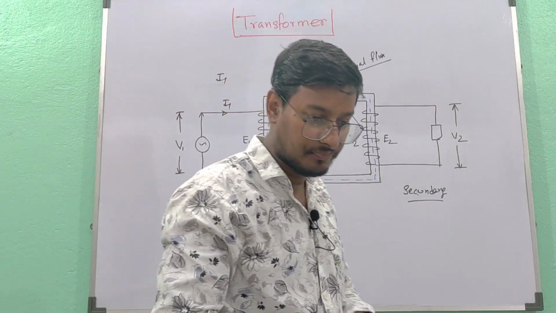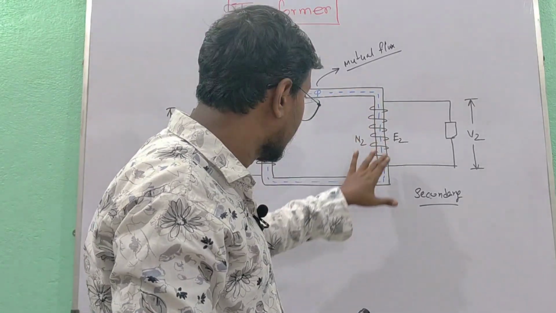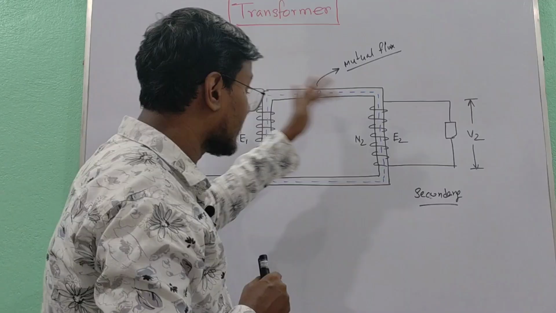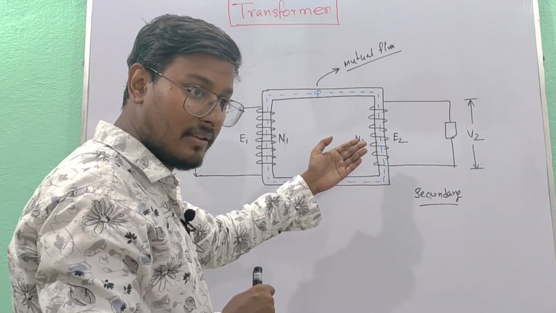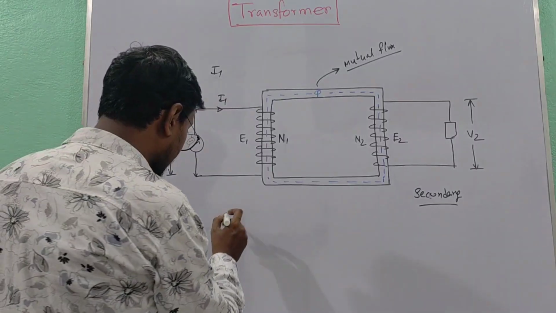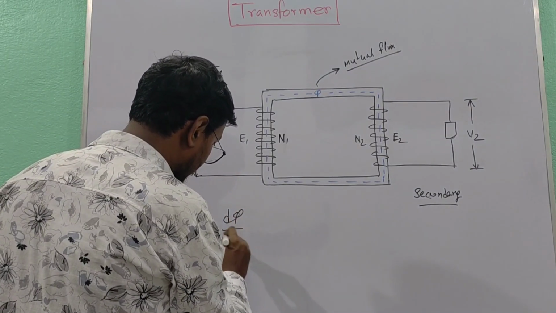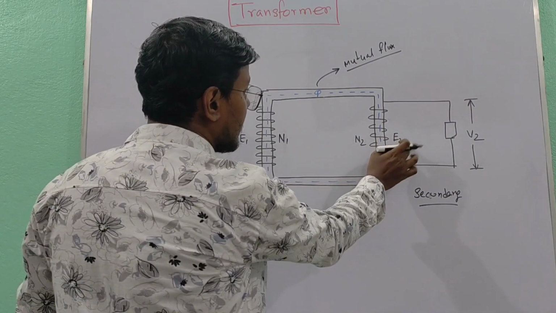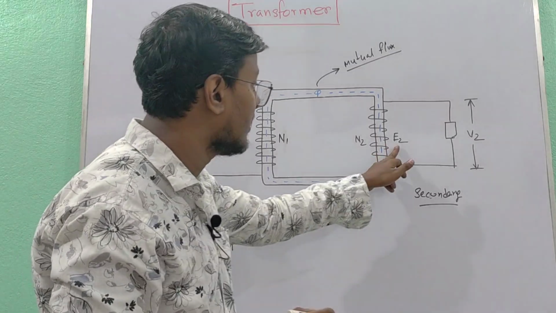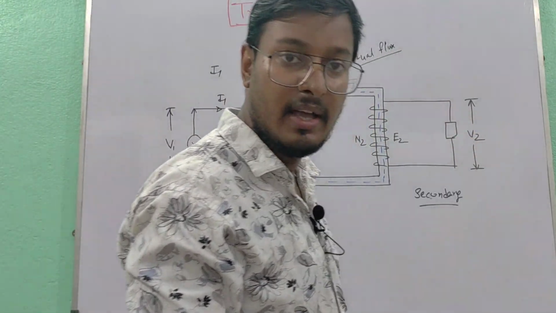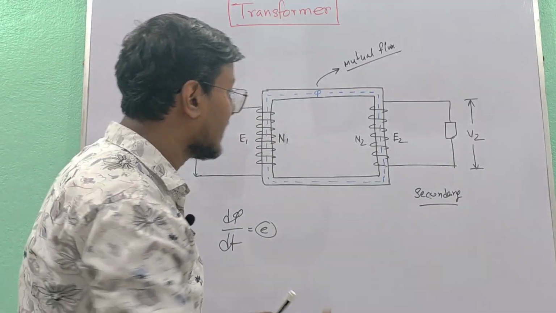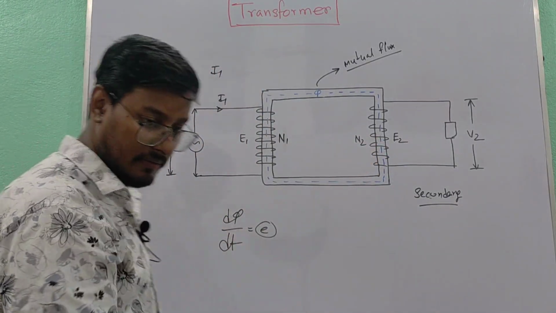As this flux is linked with the secondary winding also, because it is alternating flux, any alternating flux in nature, that means varying flux, will generate an EMF, d phi by dt. So there will be an EMF generated on the secondary side also, which is called E2. And if a load is connected to this secondary winding, current will flow through the secondary winding and the external load also. So this is the basic principle.